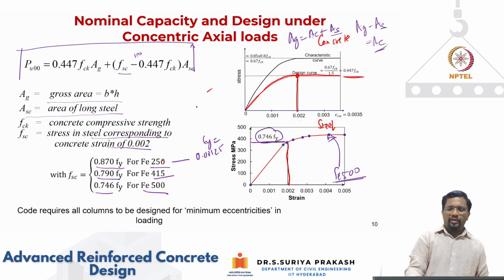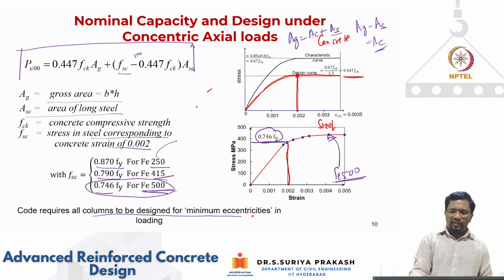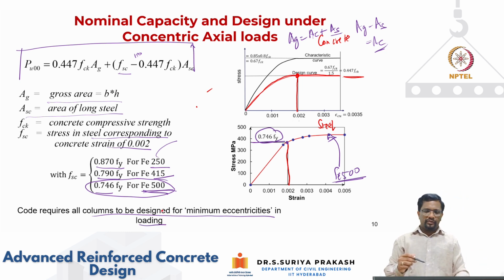But nowadays, we don't use Fe250 rebars. We are using mostly Fe500 or Fe550 in our construction. So this would become more relevant. In addition to that, we have discussed that the code requires all columns to be designed for minimum eccentricities in loading. That also we have to take into account.